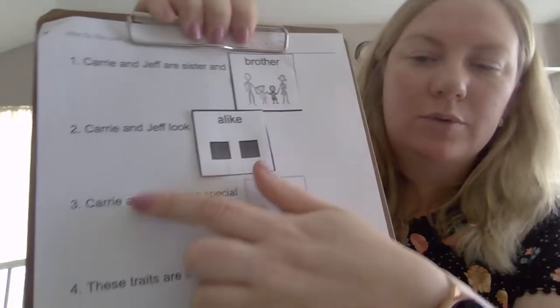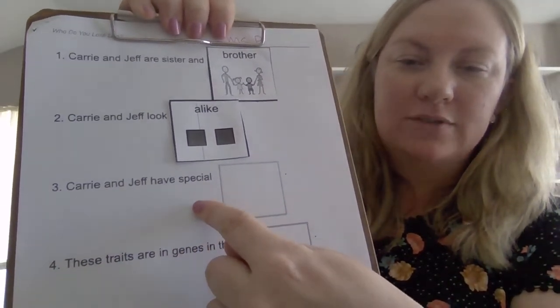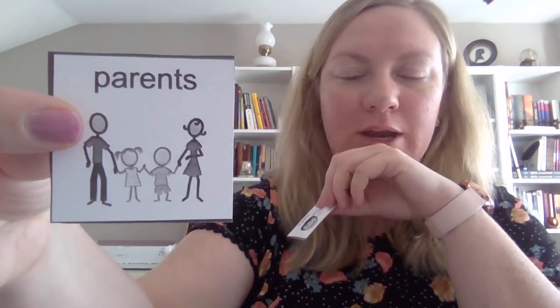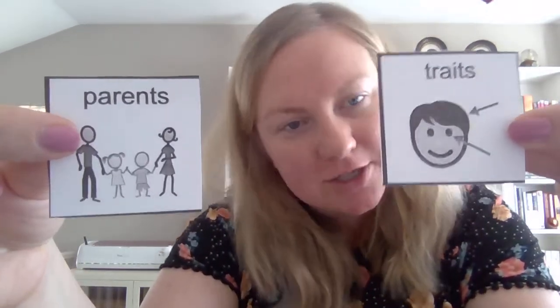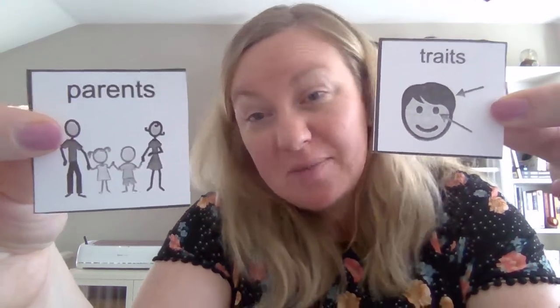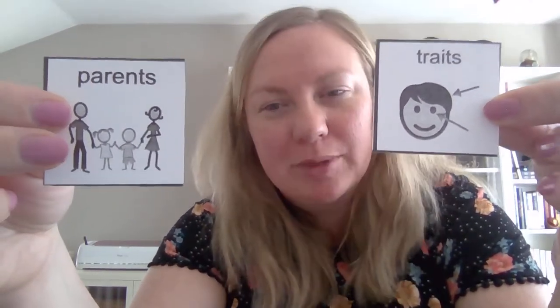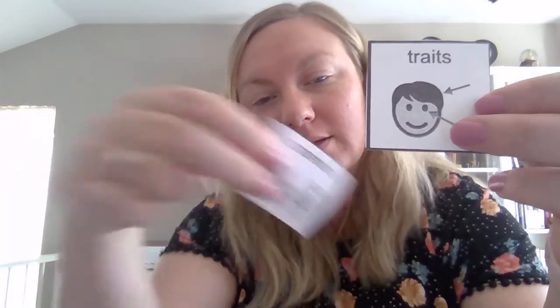Great job. Number 3 says, Carrie and Jeff have special, Carrie and Jeff have special parents? Or Carrie and Jeff have special traits? They might have special parents. Everybody has special parents. But the answer to this one is traits. Carrie and Jeff have special traits that make them unique. Carrie and Jeff have special traits.